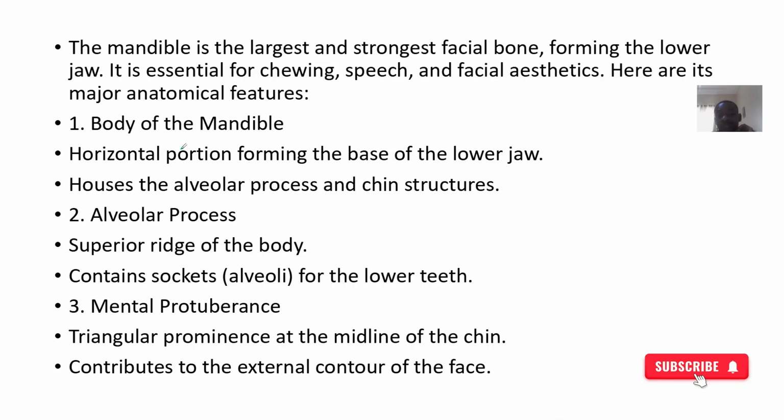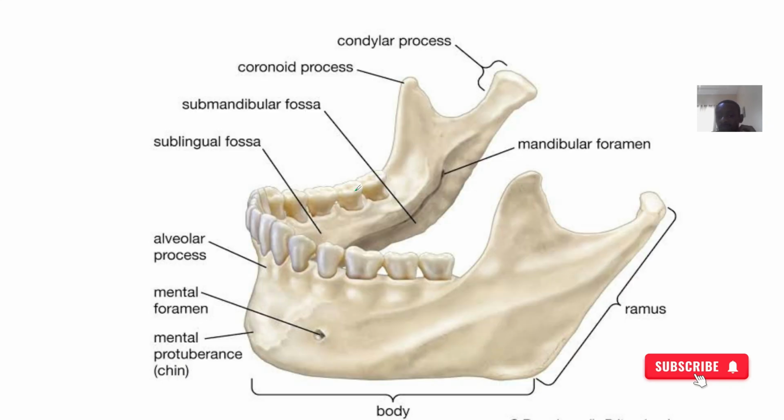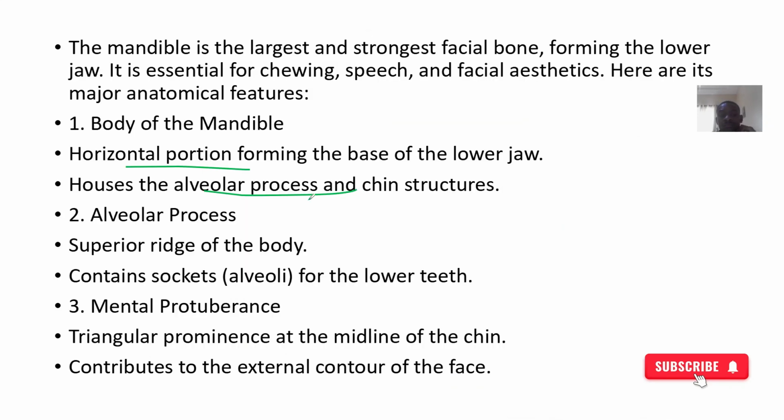So the body of the mandible is a horizontal portion forming the base of the lower jaw. It houses the alveolar process and the chin structures. Then the alveolar process is just the superior ridge of the body, which contains sockets, the alveoli for the lower teeth.